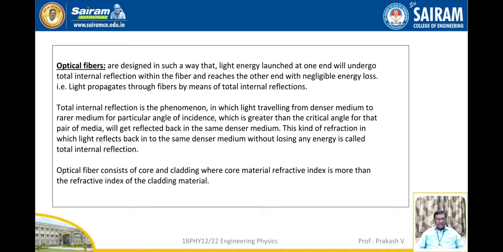Total internal reflection is the phenomenon in which light traveling from a denser medium to a rarer medium, at an angle of incidence greater than the critical angle, will undergo total internal reflection. This is the kind of process in which light reflects back into the same system.